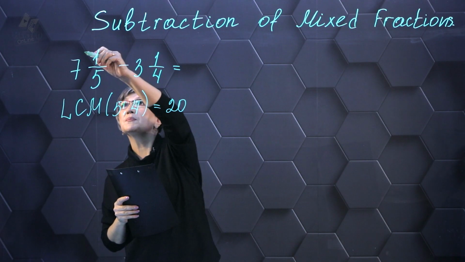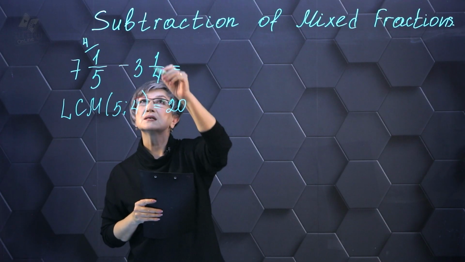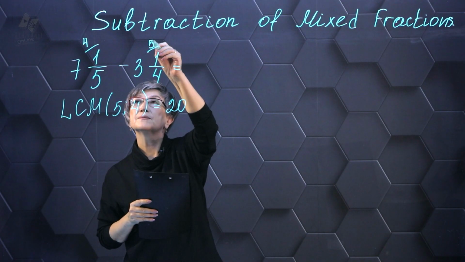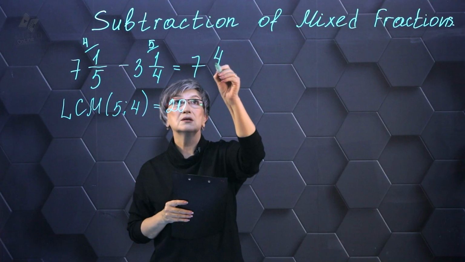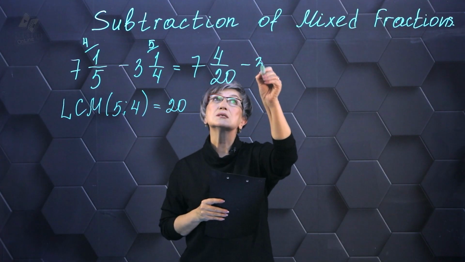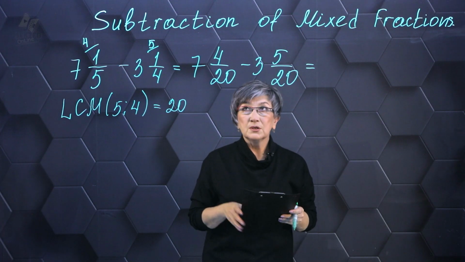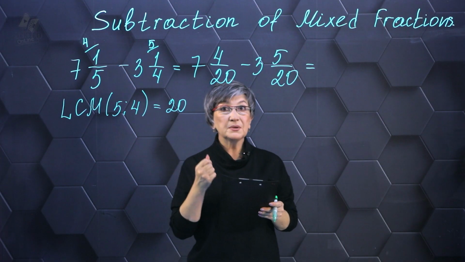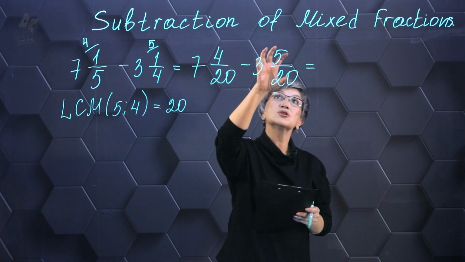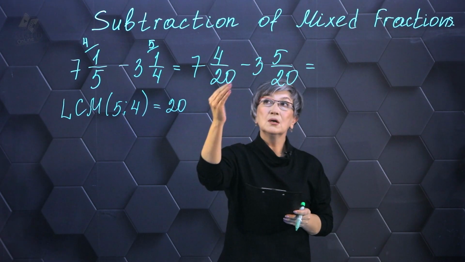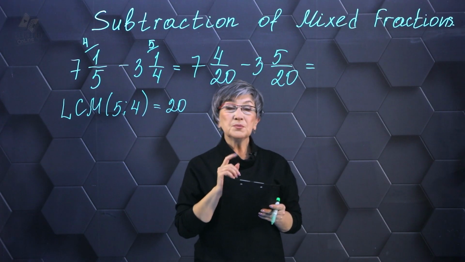Then we write down the additional multiplier. 20 divided by 5 is 4, and 20 divided by 4 is 5. The result is what mixed numbers? 7 and 4/20 minus 3 and 5/20. Well, there is nothing unusual here at first glance, because we need to subtract the mixed number from the mixed number. Our denominators are the same, everything is fine, but let's remember our algorithm.